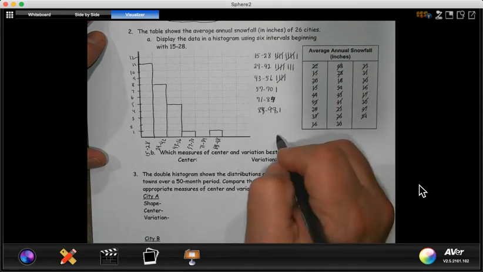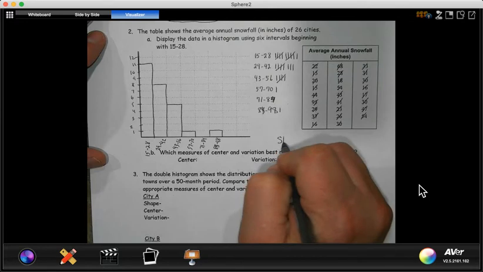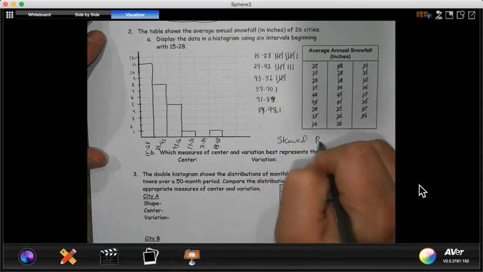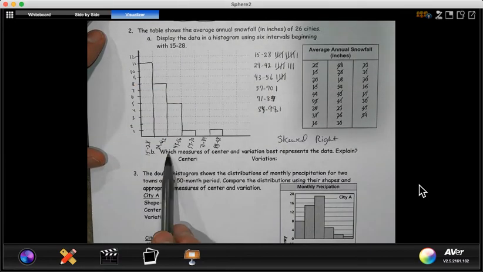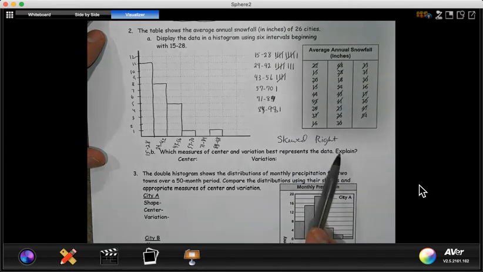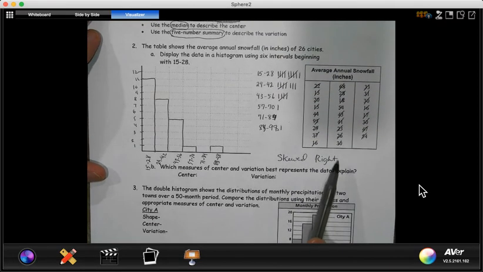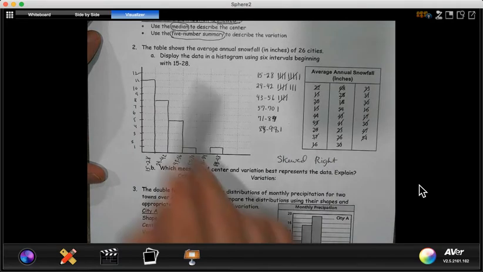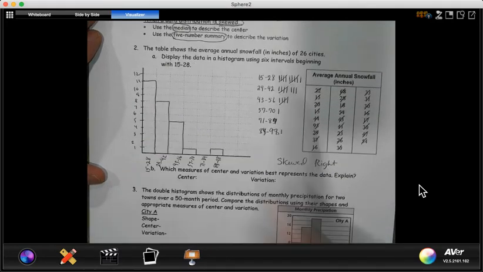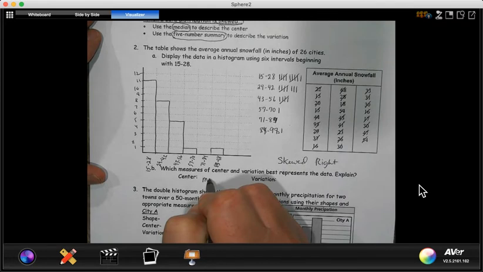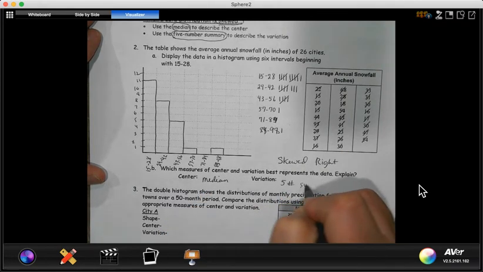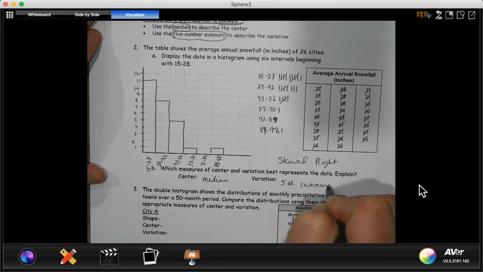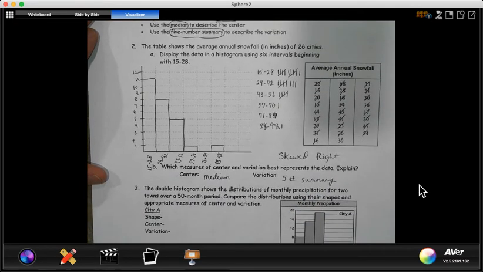So is my data skewed left or skewed right? It's most definitely skewed right because it's less to the right, more to the left. So according to my notes, which measure is best? We're just going by the rule of thumb. These are statisticians, this is kind of how they do things. Because it's skewed, we want the median and the 5-number summary, which is a box and whisker plot, as a better measure of variation.